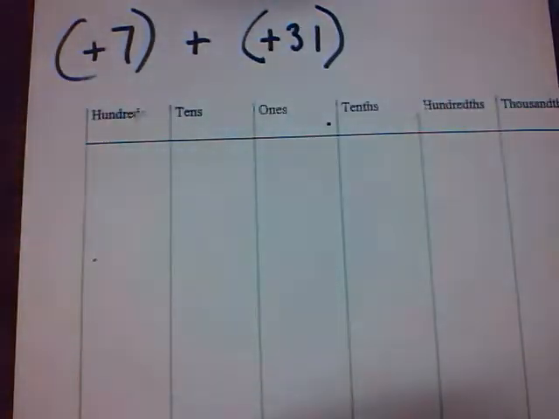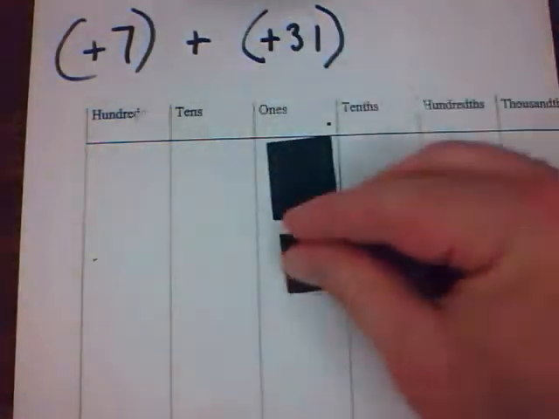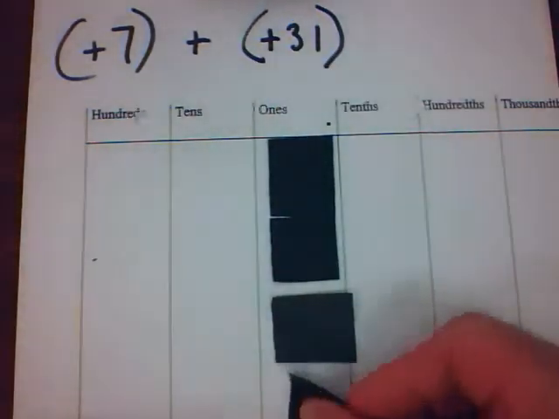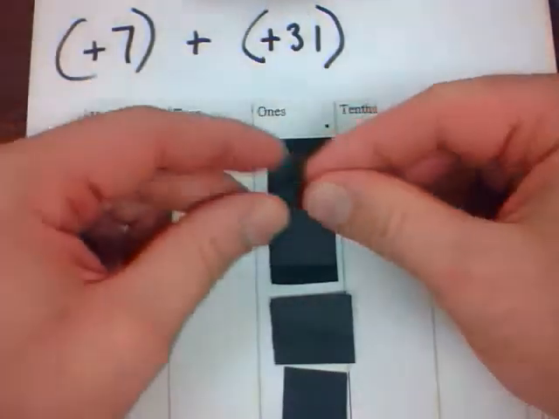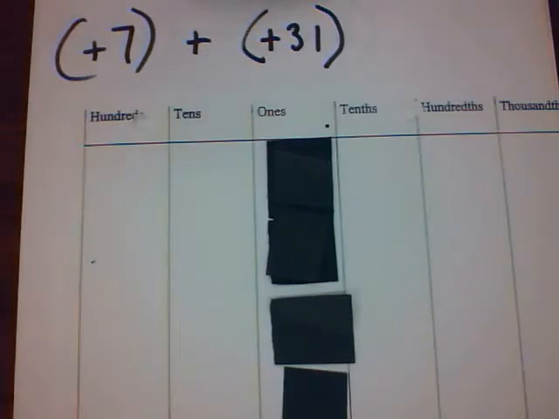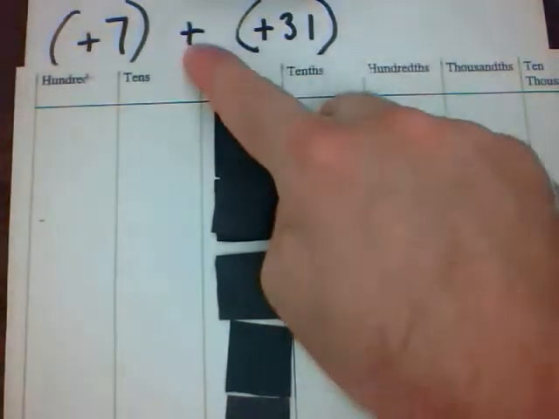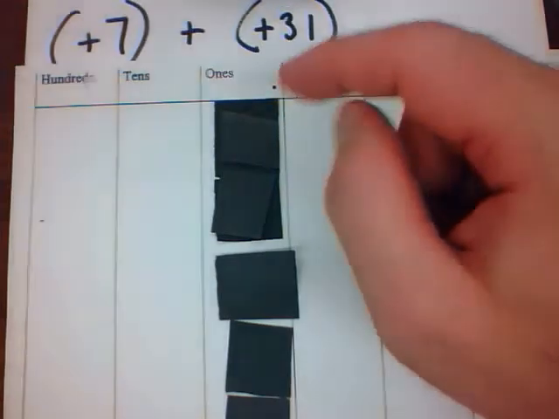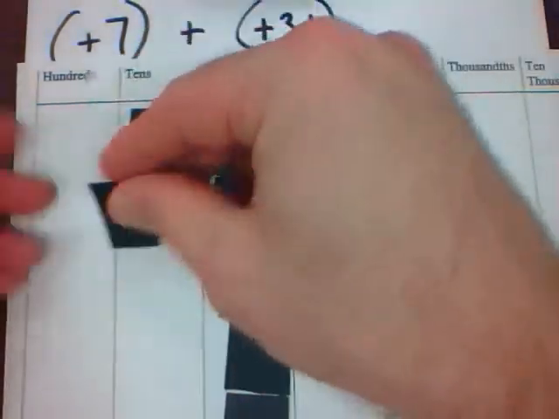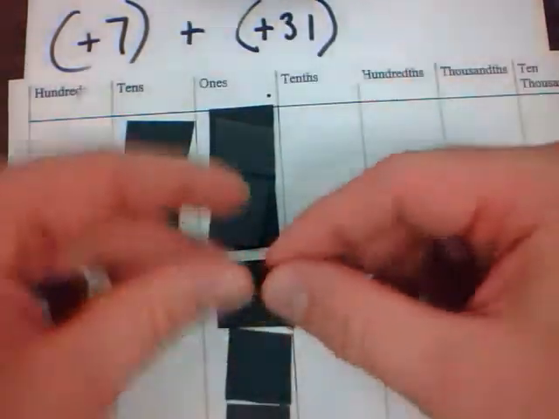I'm starting with positive 7. Now these are 1s, so I need to put 7 of these in here. 3, 4, 5, 6, 7. And my video screen isn't quite big enough to hold everything, so some of this stuff may be sliding off the view screen for those of you who are watching. Now I need to add positive 31. And rather than adding 30 tiles, I'm going to add 3 10s. There's my 30, and there's my 1.